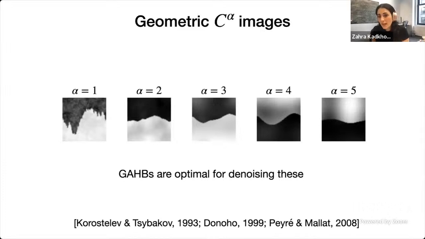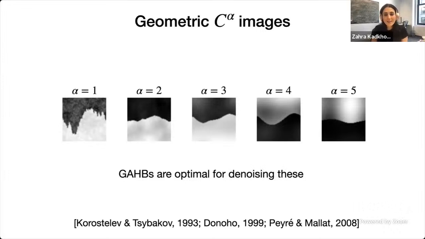So here is the first class. These are called geometric C alpha images. They basically consist of regular contours on regular backgrounds. And the level of regularity increases with this factor alpha. So mathematicians have shown that the optimal basis for denoising these images is a form of GAP. And they have worked out the optimal performance for that denoiser.